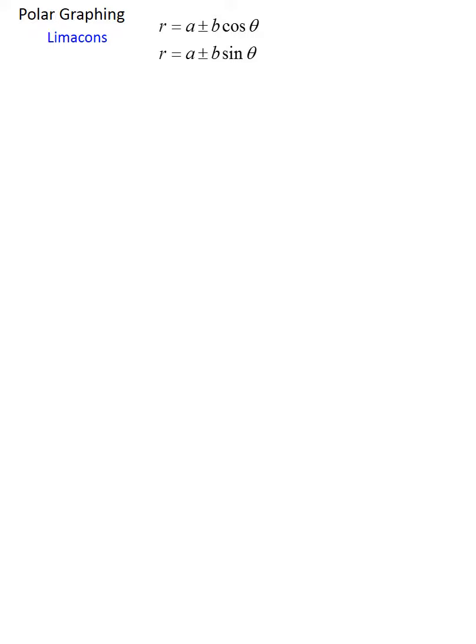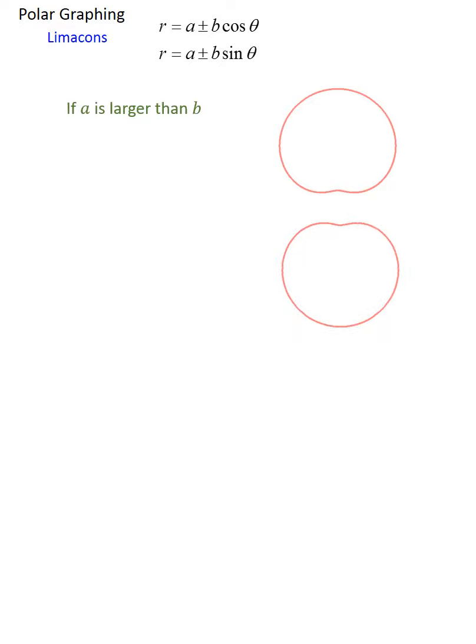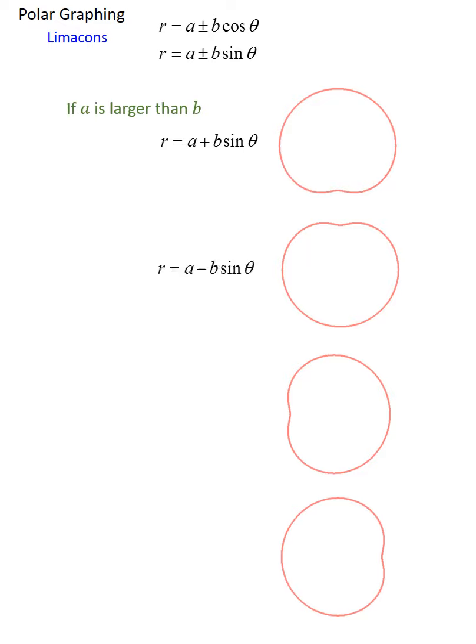Let's examine what happens when A is larger than B. When A is larger than B, we get this dimple in our limacon. But again, that dimple could be facing down, up, left, or right. One of the things I've noticed, and you are by no means expected to know, is that I get a downward or upward facing dimple for sine problems, and a left or right facing dimple for cosine problems. And again, whether there's a plus or minus also plays into that as well.